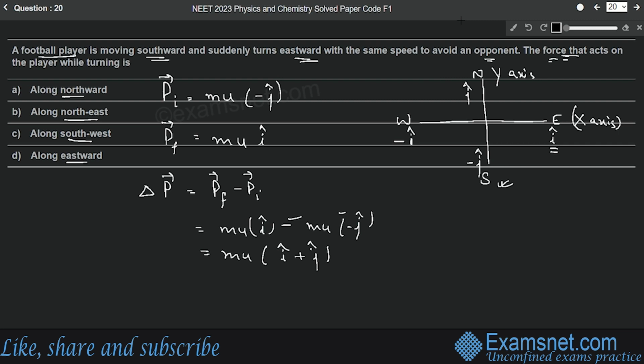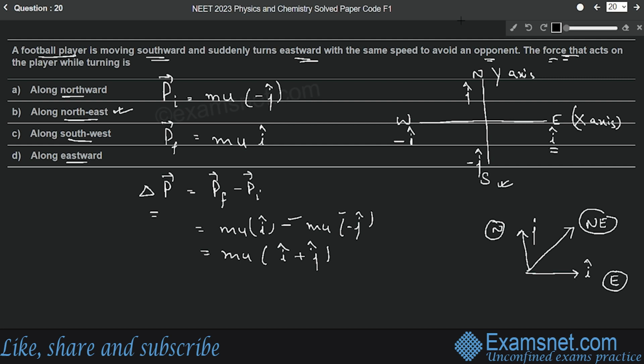And we know that the direction of the change in momentum will be the same as the direction of force acting on the player, right? So what is the direction? i cap plus j cap. That means this is i cap, this is j cap, right? So the resultant direction will be somewhere here. So this is east, this is north. So the resultant direction is northeast, right? So the correct answer will be option number B, along northeast.